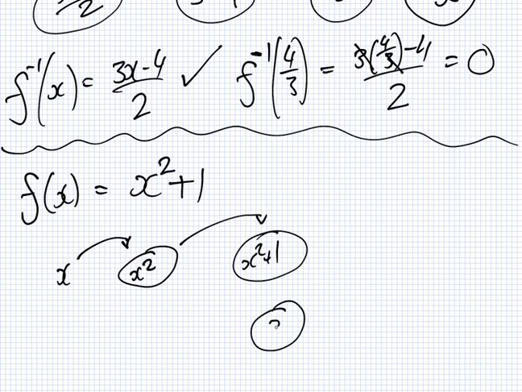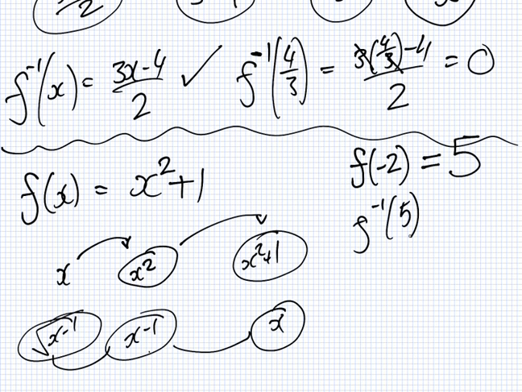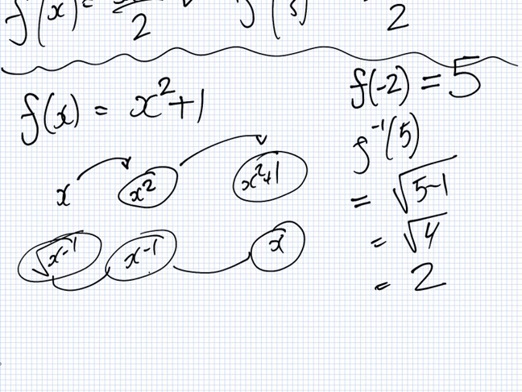So we need to check that it works. I'm claiming that the inverse function is 3x minus 4 over 2. So if I calculate the inverse of 4 over 3, what answer should I get? It should bring me back to 0. Because 0 became 4 over 3, so the inverse function should take 4 over 3 to 0. So let's calculate the inverse. It's 3 times 4 over 3 minus 4, over 2. 3 cancels 3. 4 minus 4? 0. So yes, we do get 0. So this is the inverse function.